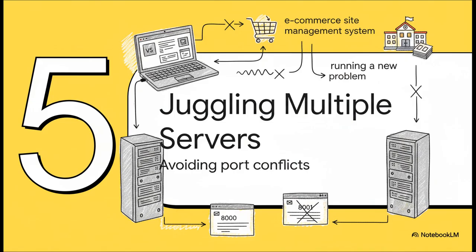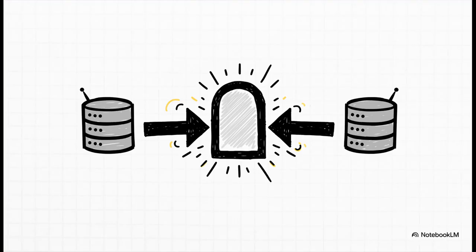Okay, but let's level up. What if you're working on more than one project in the same workspace? You know, maybe an e-commerce site and a totally separate school management system. Well, you're going to hit a new problem pretty fast. See, when you runserver in both project terminals, they both try to grab the same default web port, which is 8000. The second server is just going to fail to start because that port is already taken.